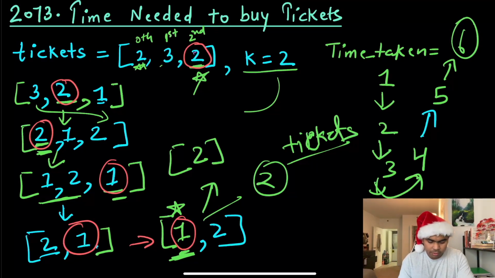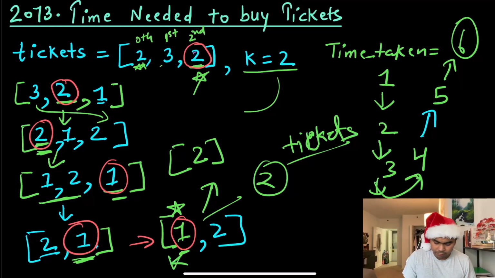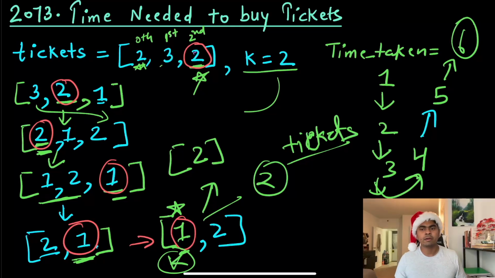A lot of things going on here, but let's dive deep into it. So by the way, everything is very clear, right? Whenever our position becomes 0, we keep incrementing the time until the value at the kth index becomes 0. That means you are done buying all your tickets. Return the time that you have basically spent so far in the line.